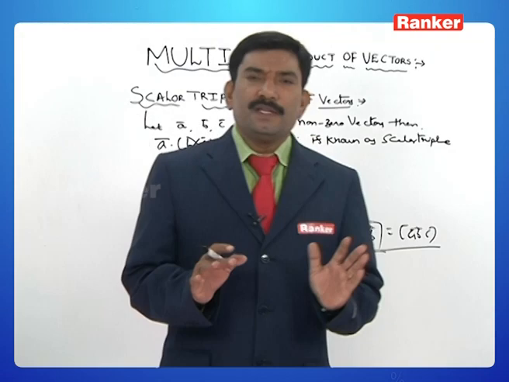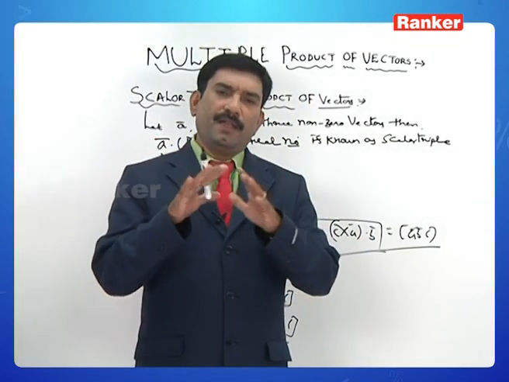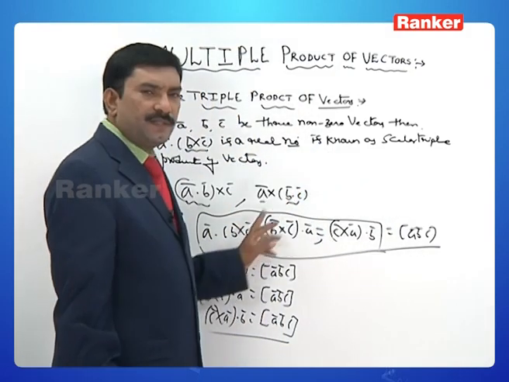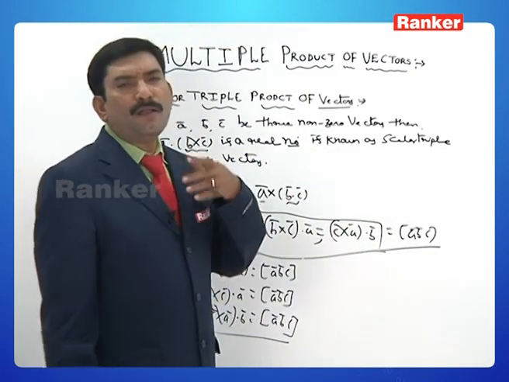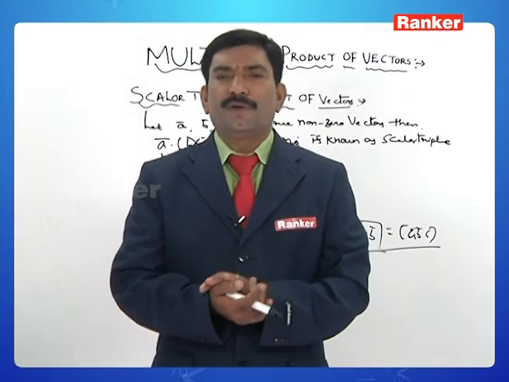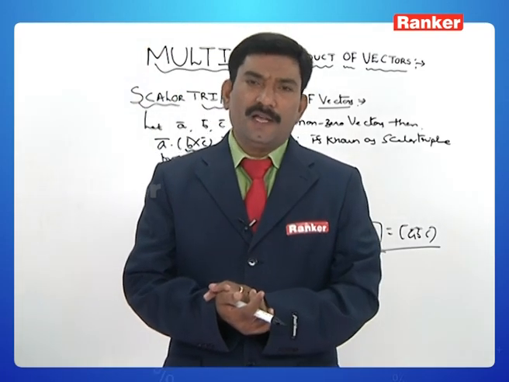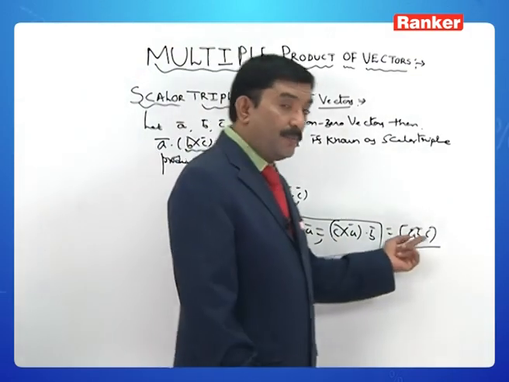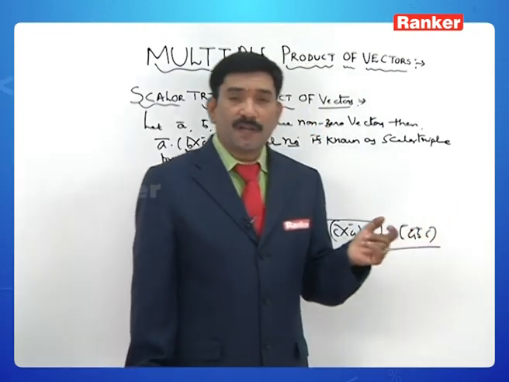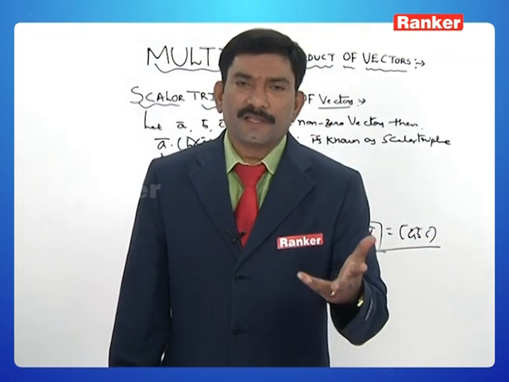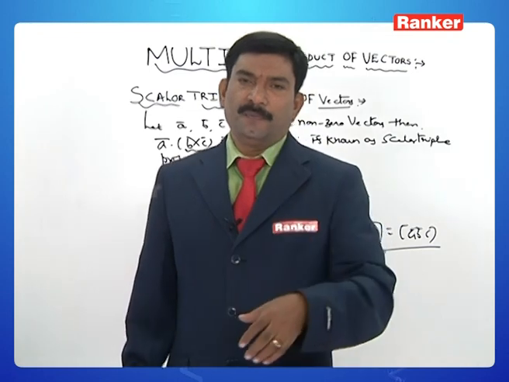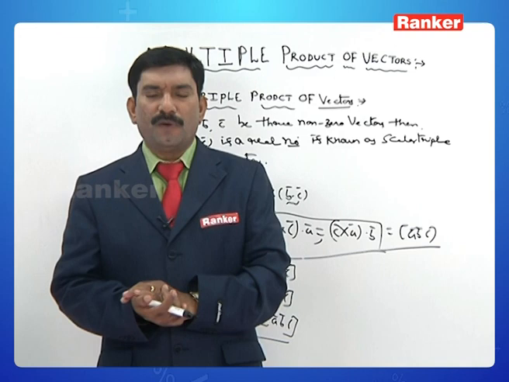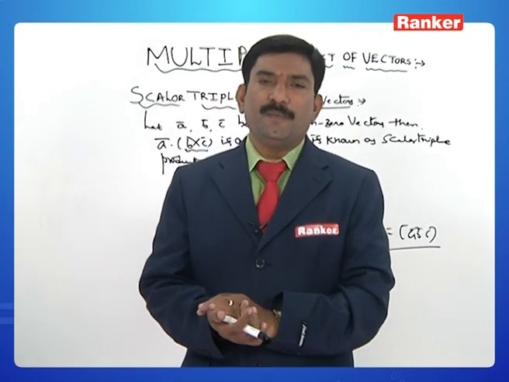But anyhow, the scalar triple product can be expressed in any one of the forms, either this or this or this. All are equal to what? Box of ABC. We call it aptly either scalar triple product or a box product. Box product is nevertheless what? A scalar triple product.